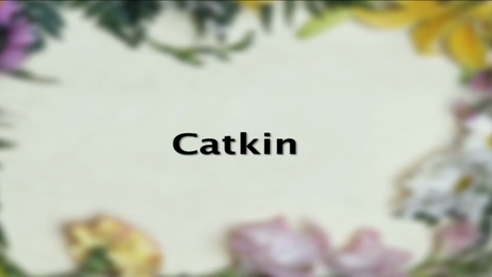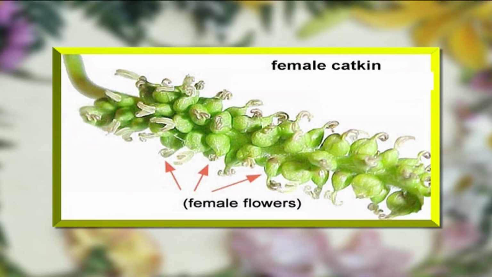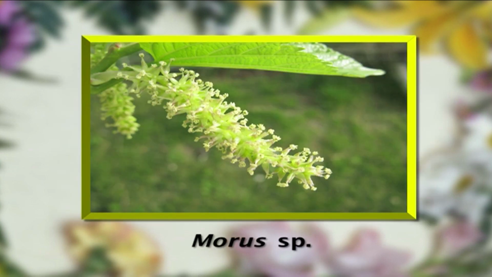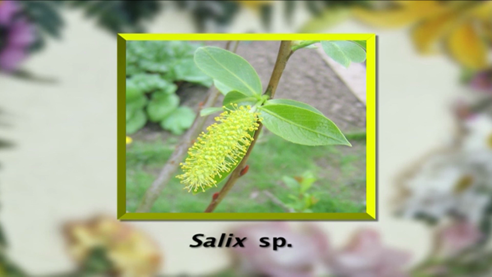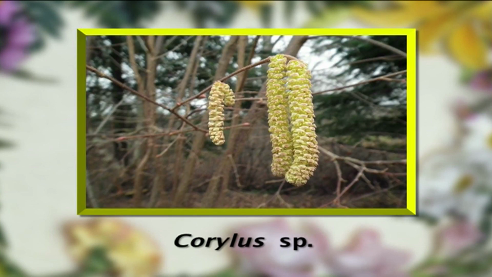Catkin is another type of racemose inflorescence. It is also known as amentum. A catkin is like a spike but with a long pendulous axis which usually bears naked unisexual flowers subtended by scaly bracts. This is the typical inflorescence of Morus or mulberry, Salix which is willow, Populus or cottonwood, and Corylus known as hazelwood.